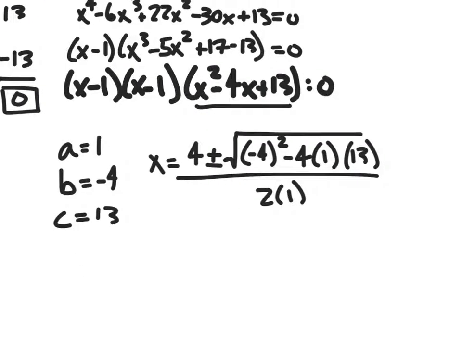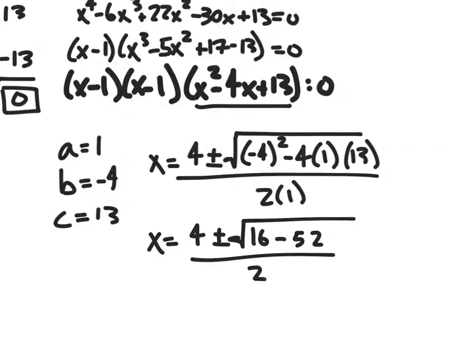Okay, now at this point, all right, so I've got x is equal to 4 plus or minus the square root. This is going to give me 16 minus 4 times 13. What's that? I think that is 52. 4 times 13 is 52. So 16 minus 52, all over 2. Okay, so x is going to equal 4 plus or minus the square root. 16 minus 52 gives me negative 36, okay, over 2.